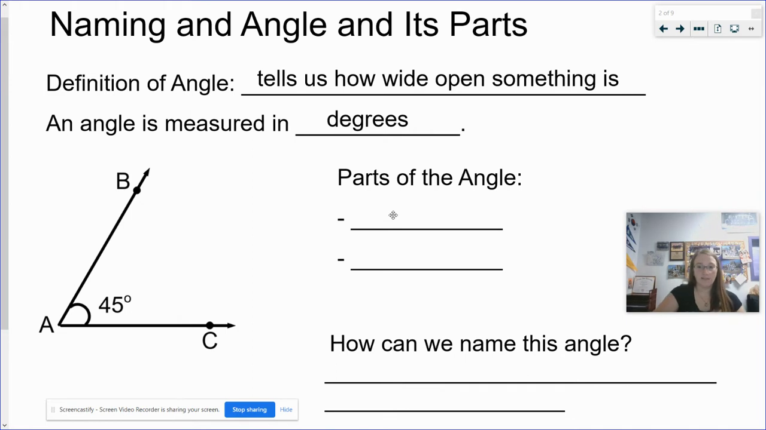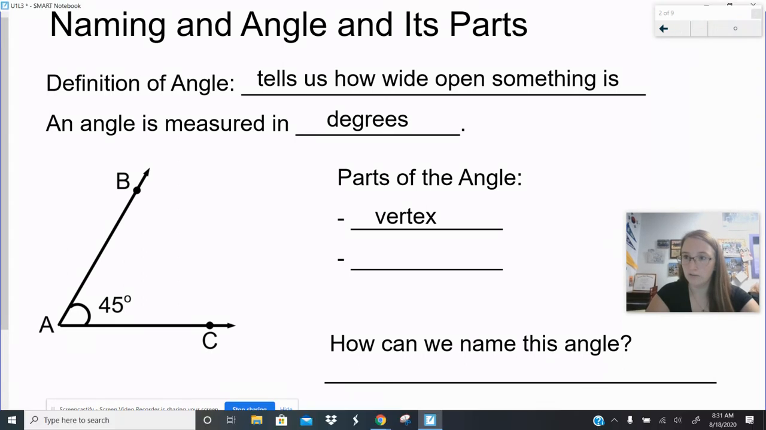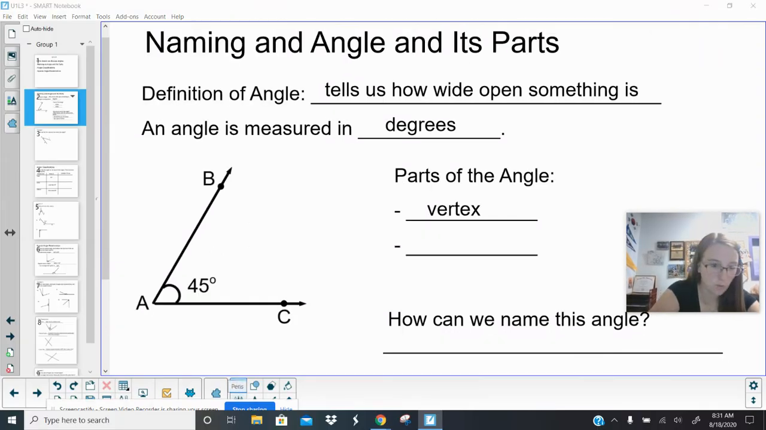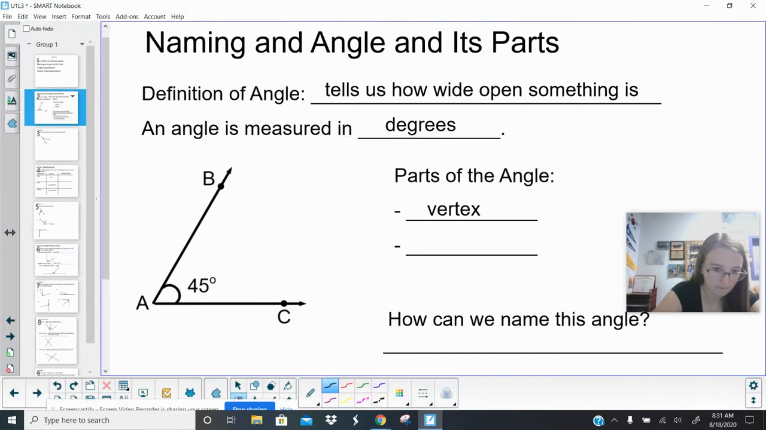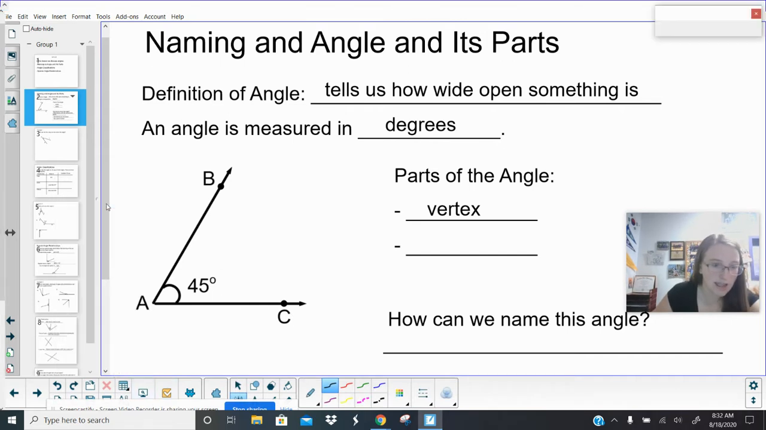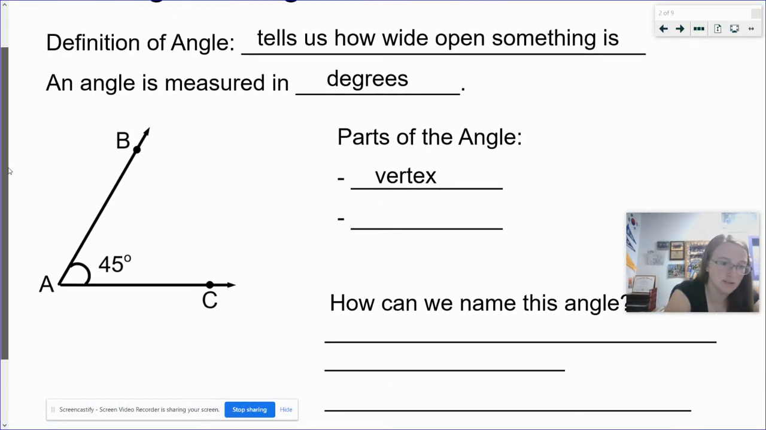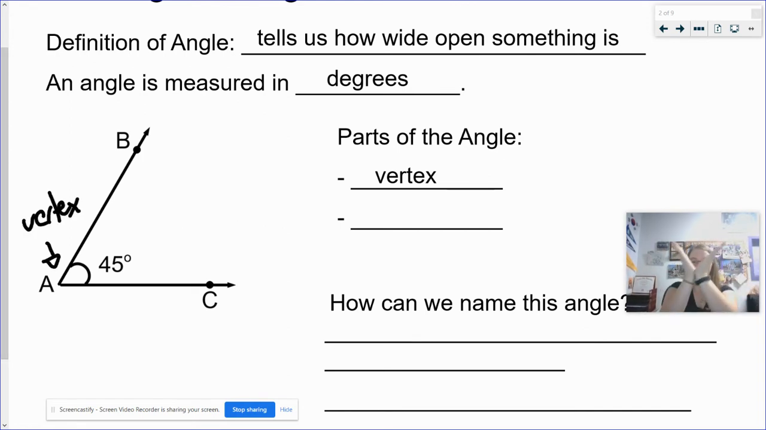Now we have parts of an angle, and I've kind of talked about a couple. One is the vertex, and that is where the angle is starting from, right? So where A is at, this is the vertex. So label that on your picture as well. Right where my palms met, right there, that's the vertex of the angle. Or sometimes I might call it a corner, something like that. But where they meet, that's the vertex.